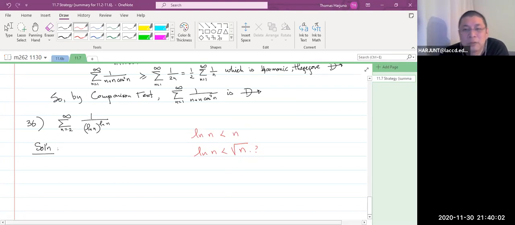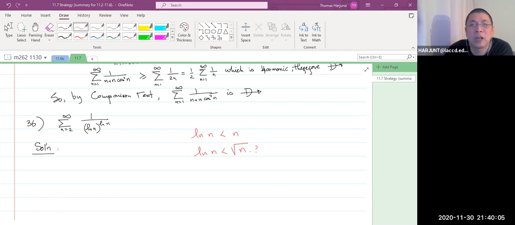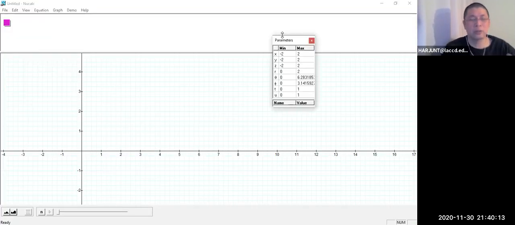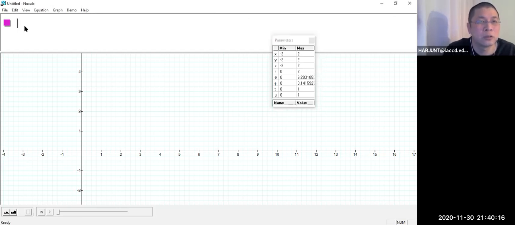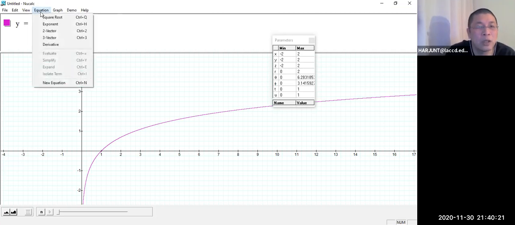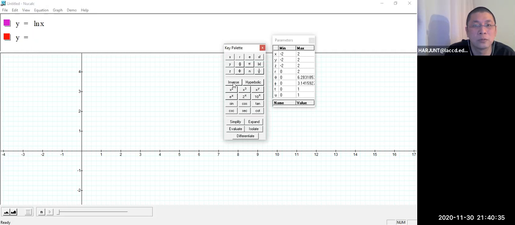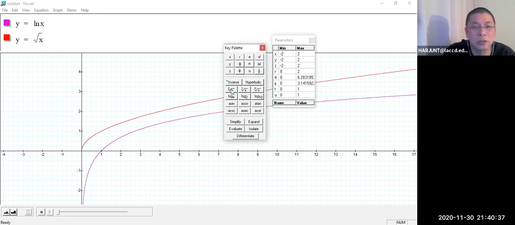You know what? Let me do this. I kind of gave up a little bit, but I'll show you what I try to do. Let's do the comparison of y equals ln x. Compare that with y equals square root of x. Oh, square root of x is always greater than.